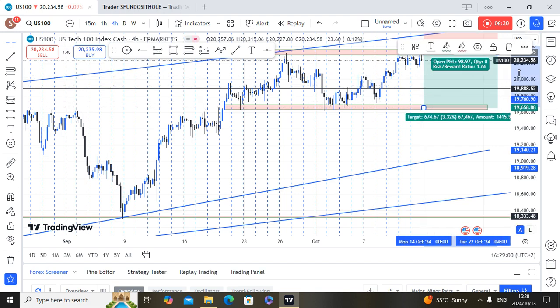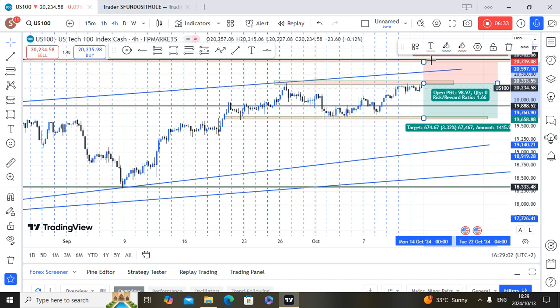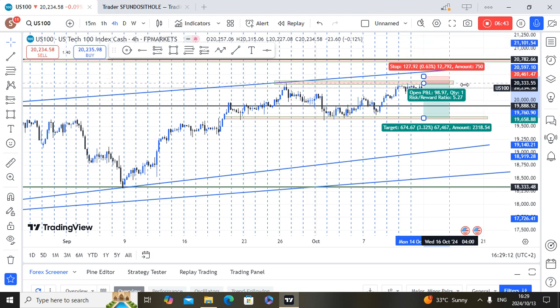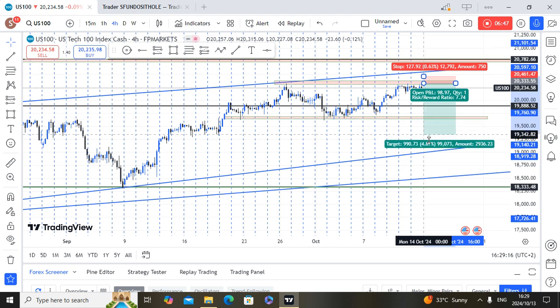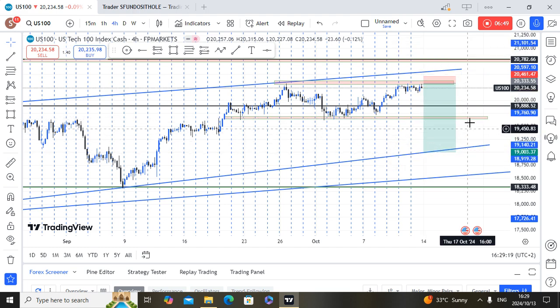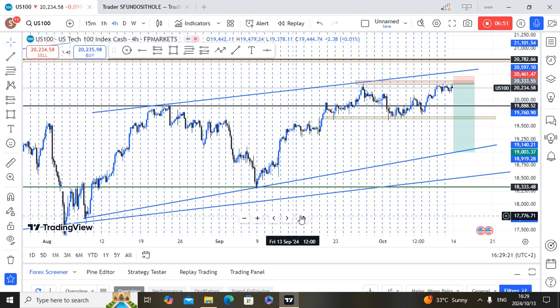And then there are still probabilities. The market could break and touch our strongest support here of a higher structure. So this is what I have. If the market breaks this point, it's going to come here. So I'm done with Nasdaq.